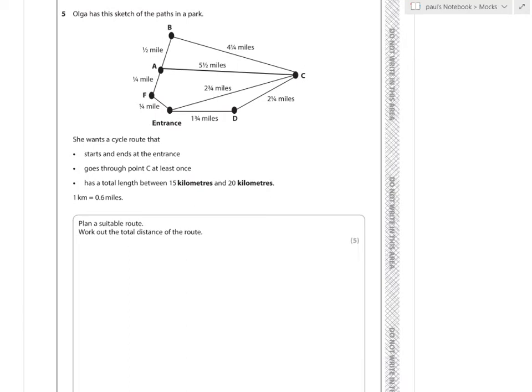Right, what's Olga up to? She's running around the park or something. Let's have a look, see what Olga's up to.